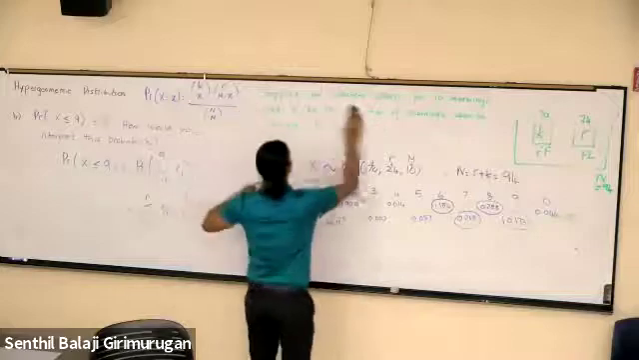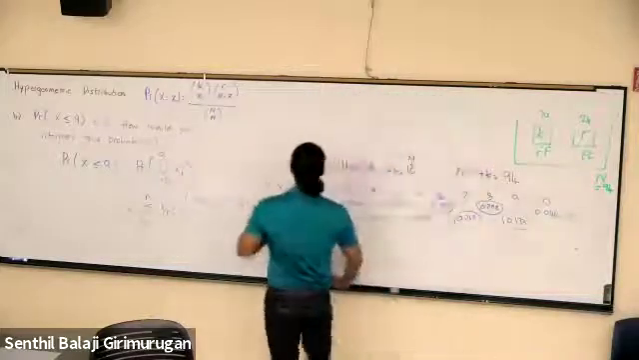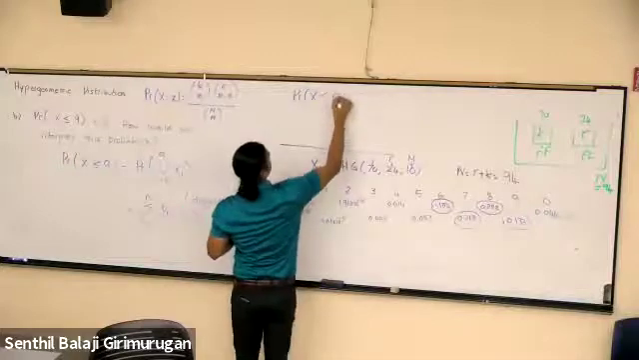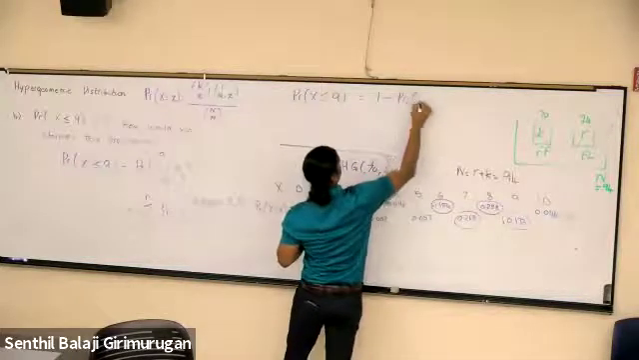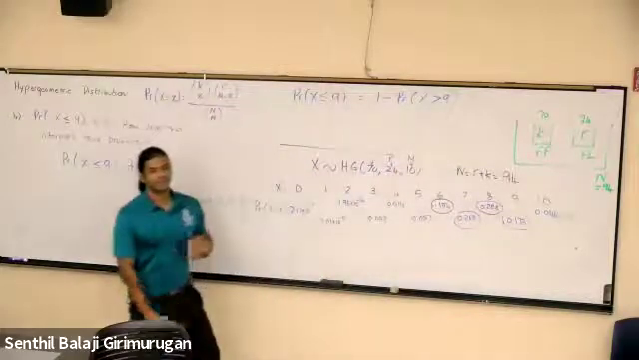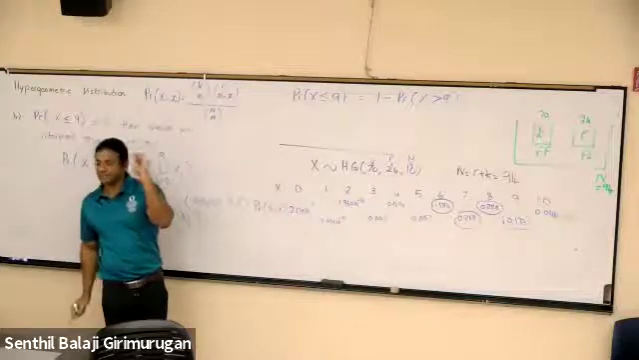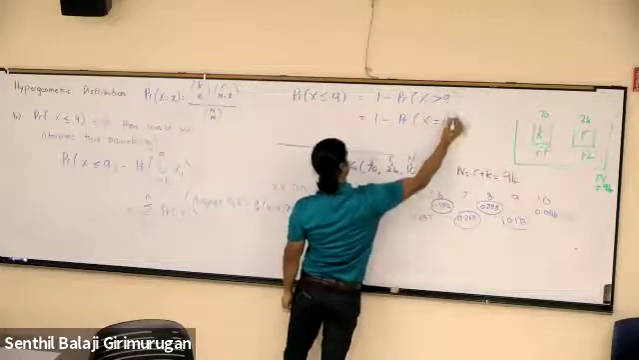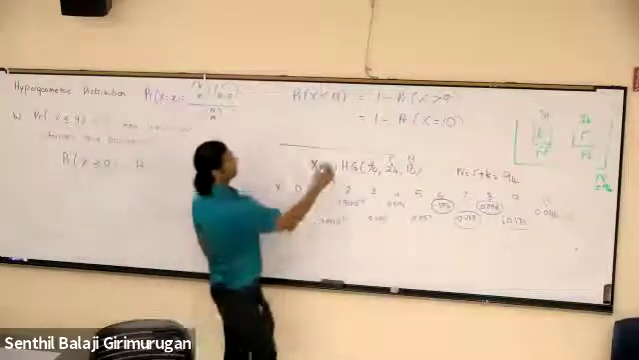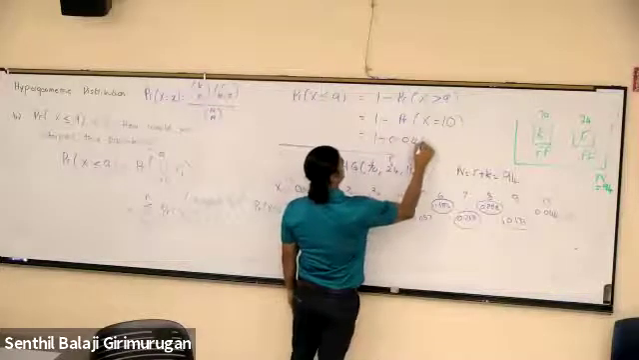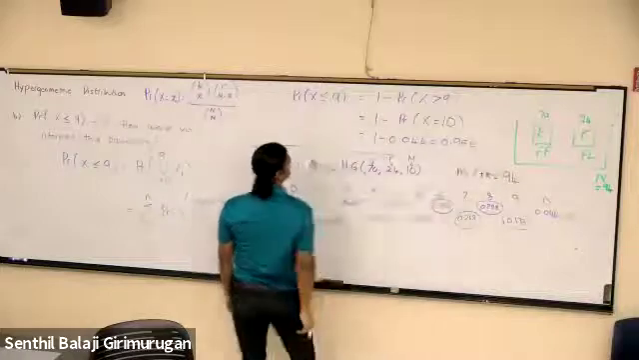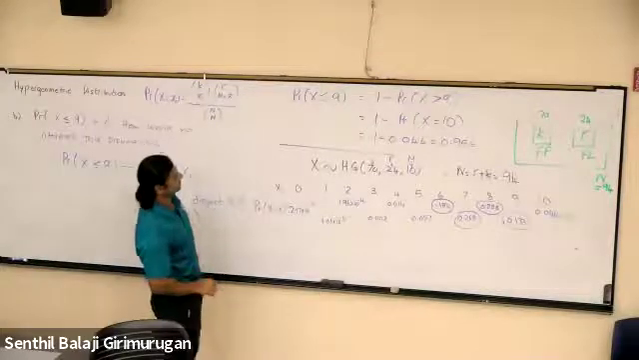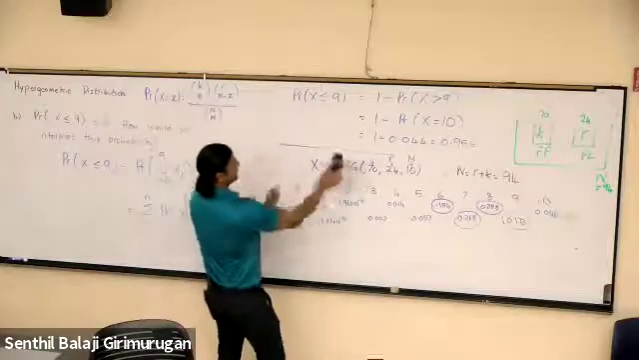I'm going to erase this first. What is the easier way? The probability of x less than or equal to 9 is 1 minus the probability of x greater than 9. Yes? But greater than 9 would simply mean I have only one possibility. That would be 1 minus the probability x is equal to 10. So 1 minus 0.044, that is 0.956.